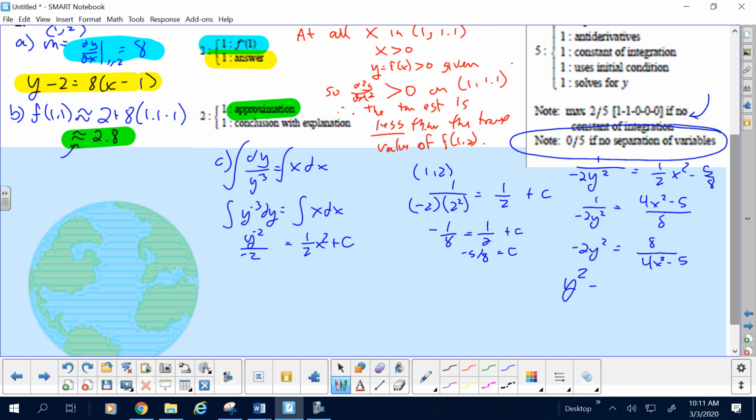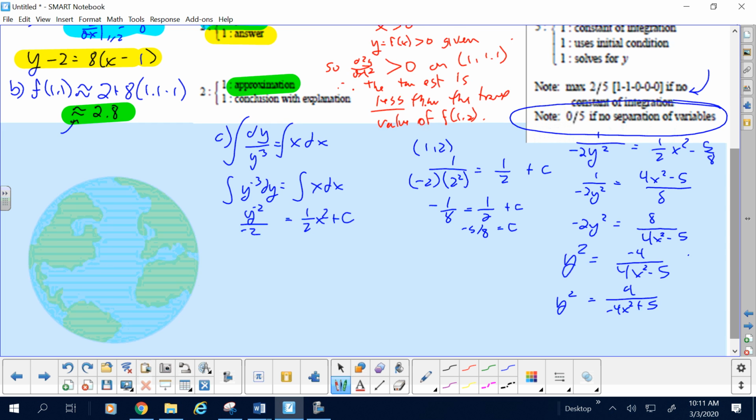Did you get something like y squared is negative 4 over 4x squared minus 5? Or did you say something like 4 over negative 4x squared plus 5? Is that what yours looks like? Okay, they're equivalent if you multiply top and bottom by negative 1. Either one of those is good.